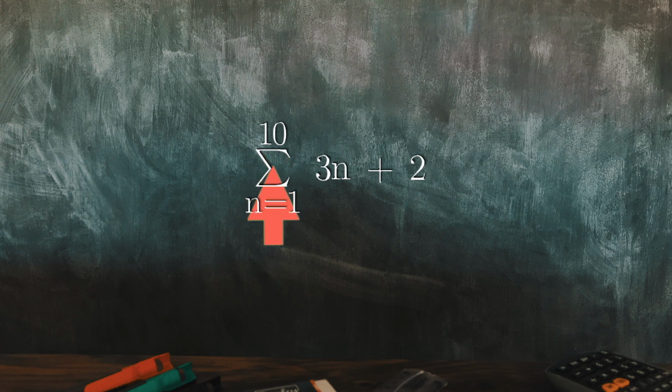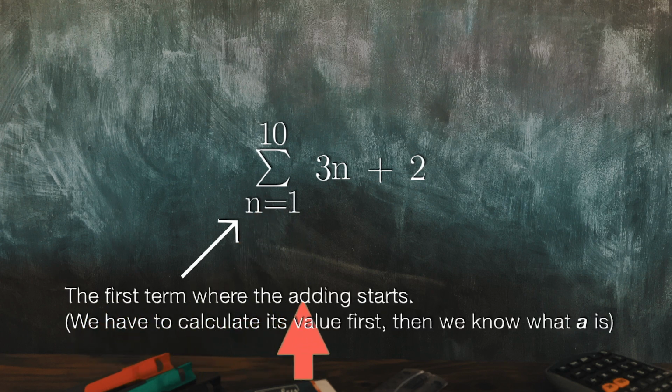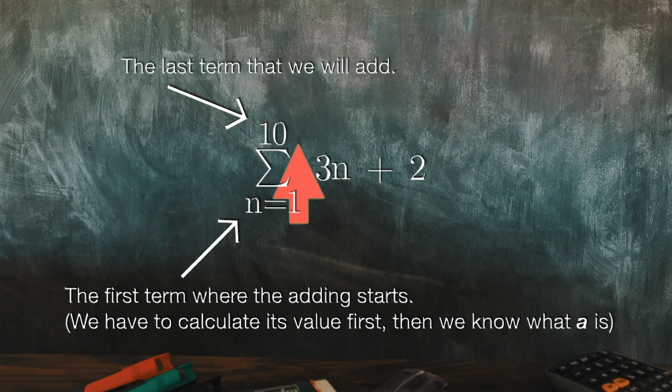Now here we have the sigma, which means the sum of. Now this part below sigma, that is the first term where the adding starts. We have to calculate its value first, then we know what A is. So this basically is the place where we start to add from. Okay, so we are starting from term 1, and this value on top of the sigma, that 10, that is the last term that we will add. So this basically means the sum from term 1 to term 10.